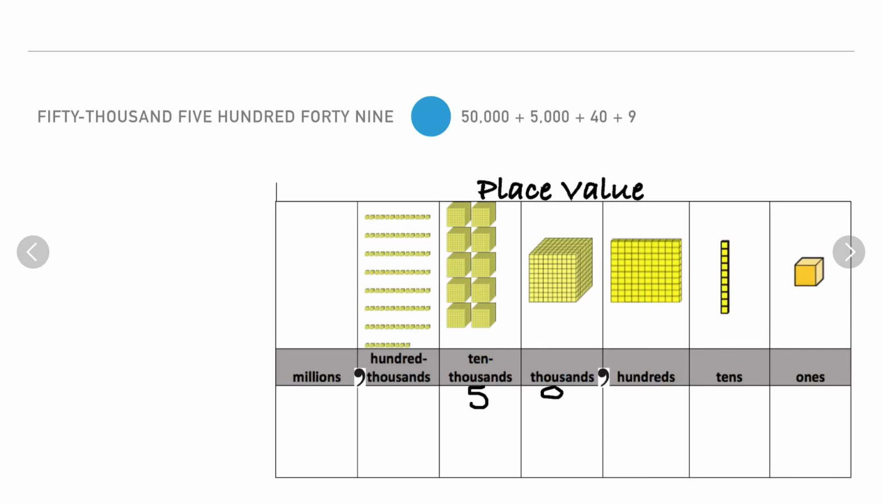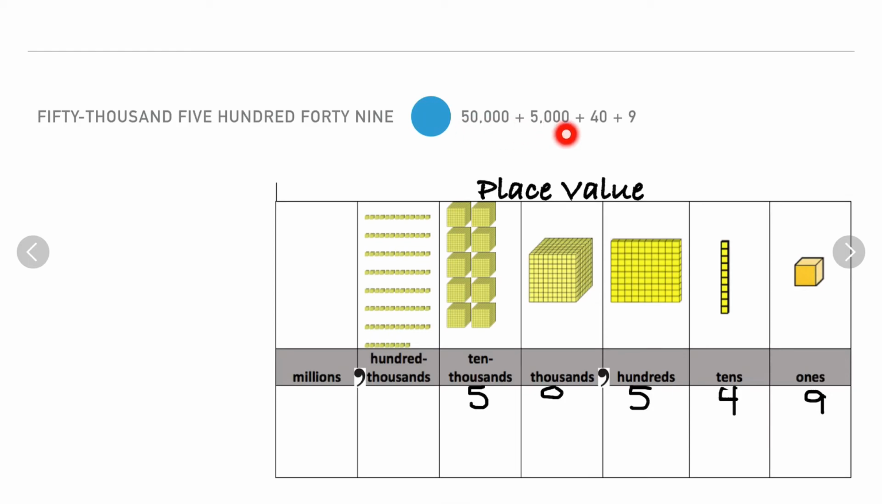How many hundreds? Good. 5 hundreds. How many tens? That's right, I have 4 tens because 4 tens is the same thing as 40. And how many ones? Good job, 9 ones. And now I'm going to do the same thing for my second number.